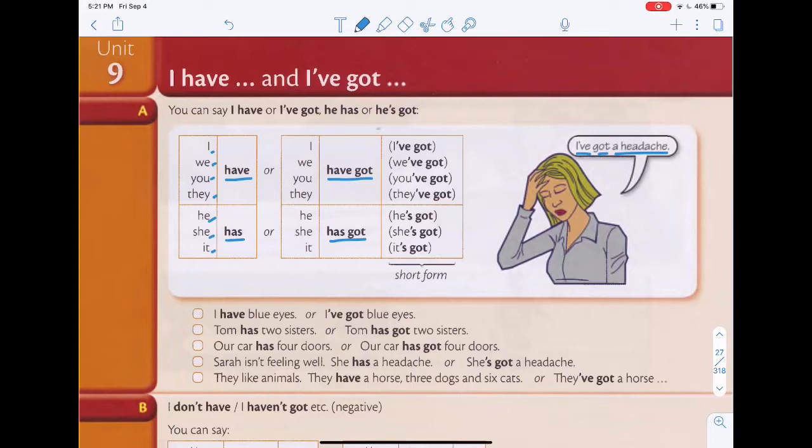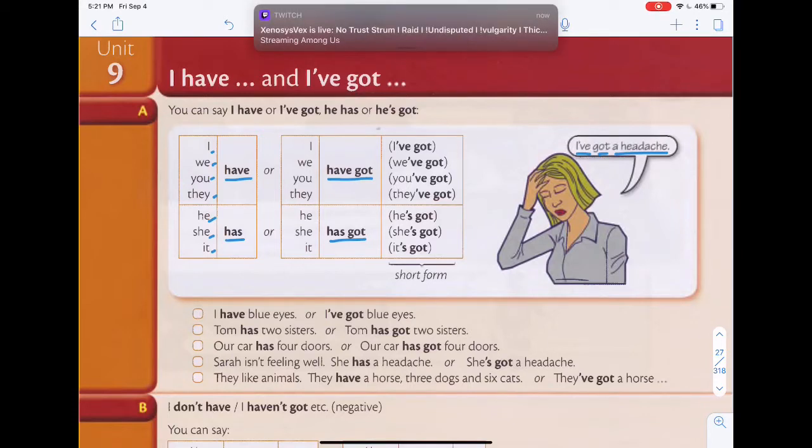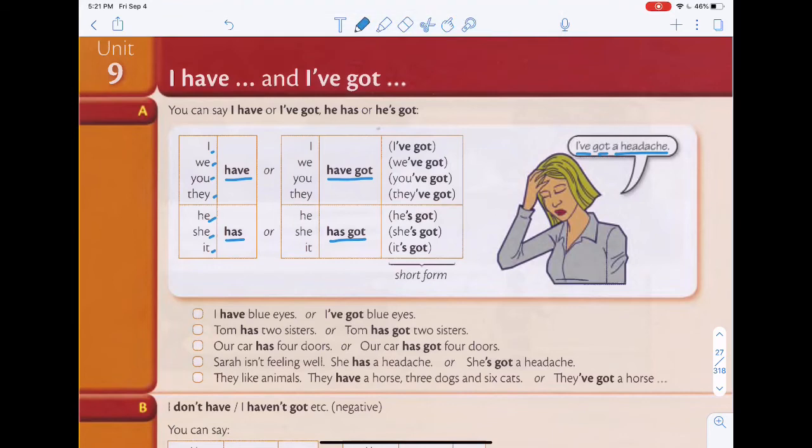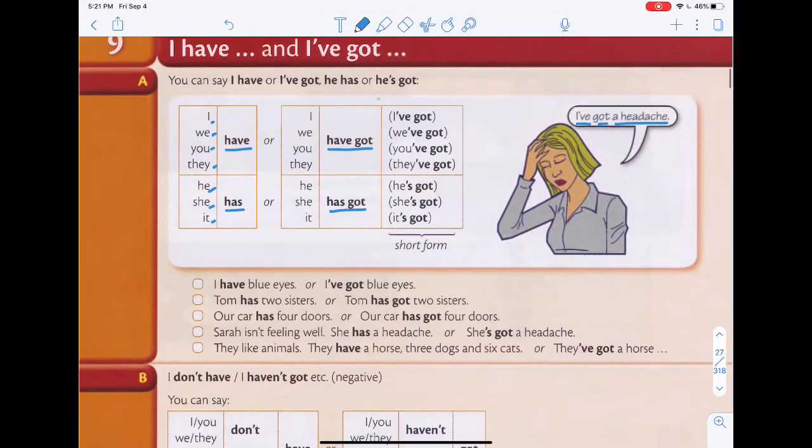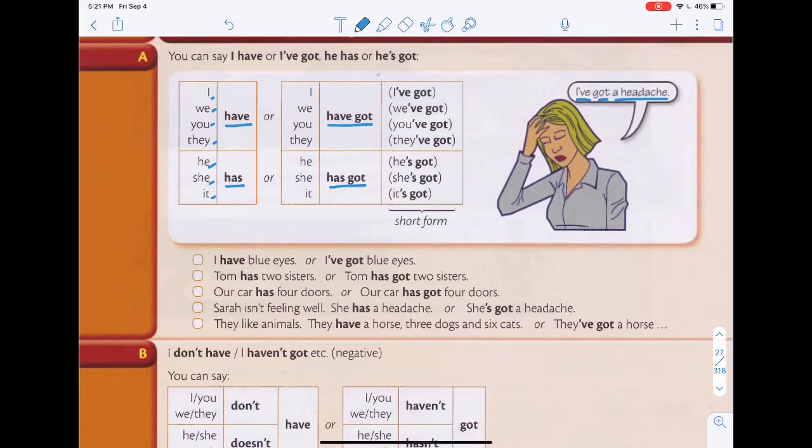So I have and I've got, it is used to represent possession, something that you have or you own. Okay, so let's take a look. First example we have, I have blue eyes, or I've got blue eyes. Tom has two sisters, or Tom has got two sisters, or Tom's got two sisters. Right? This is the short form.